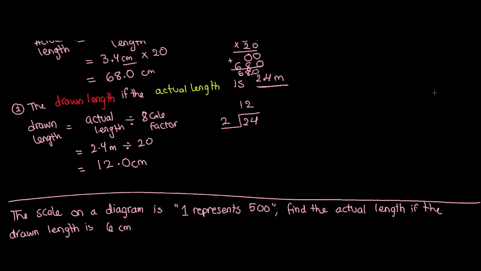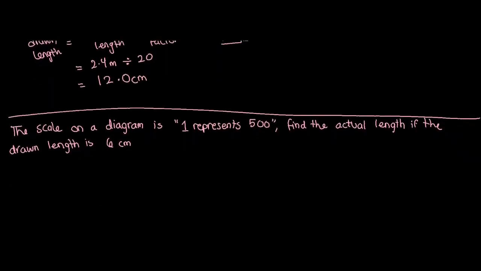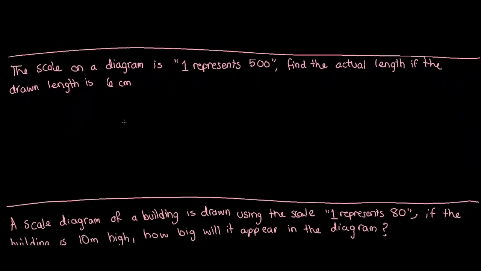Centimeters, sorry, confused myself. Now the next question. The scale on a diagram is 1 represents 500. Find the actual length if the drawn length is 6 centimeters. So we have our scale factor here.